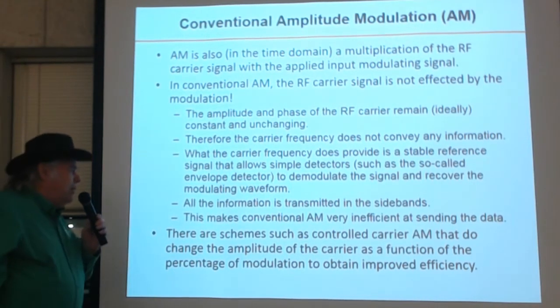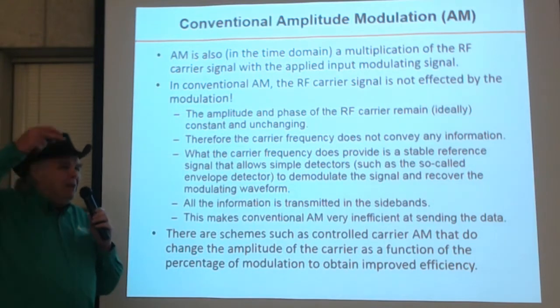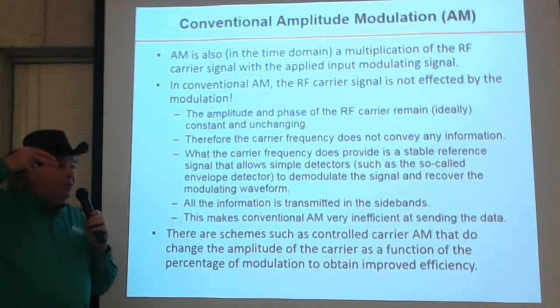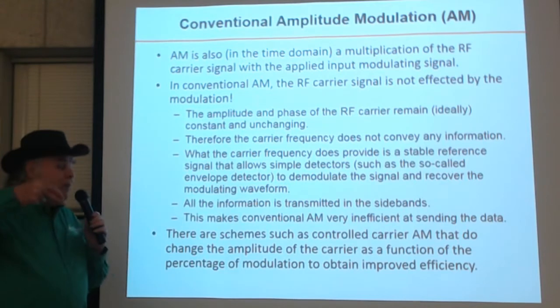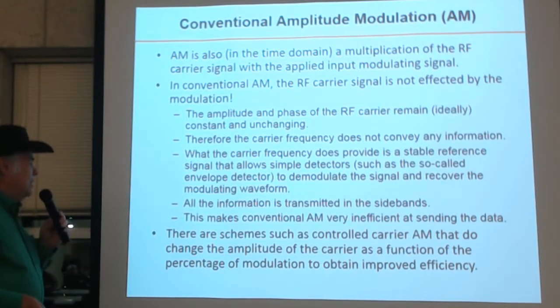So there are some schemes that try to improve the efficiency. One is called control carrier AM, and what they do there is they actually change the amplitude of the carrier depending on the amplitude of the sidebands, so to try to get a better efficiency out of the amplifier, out of the transmitter, I guess we could say.